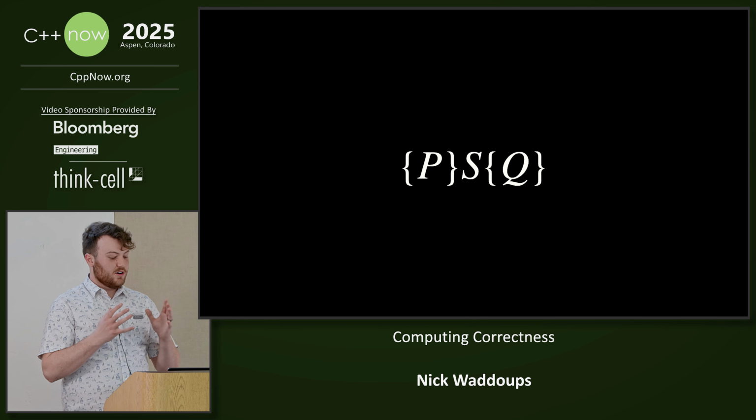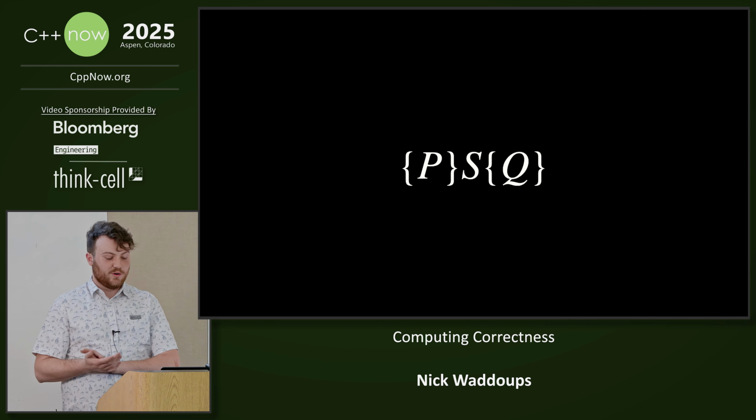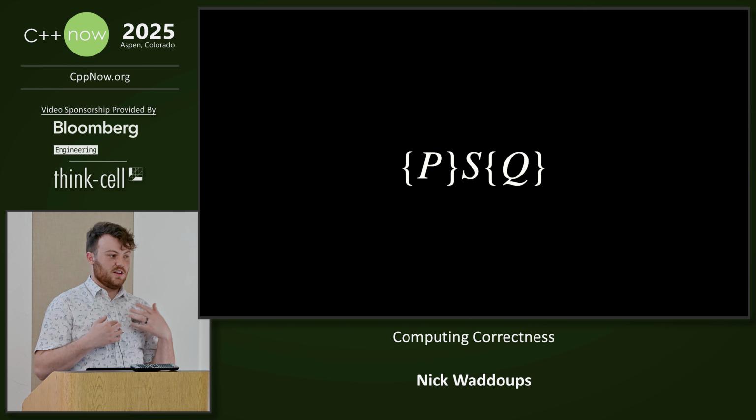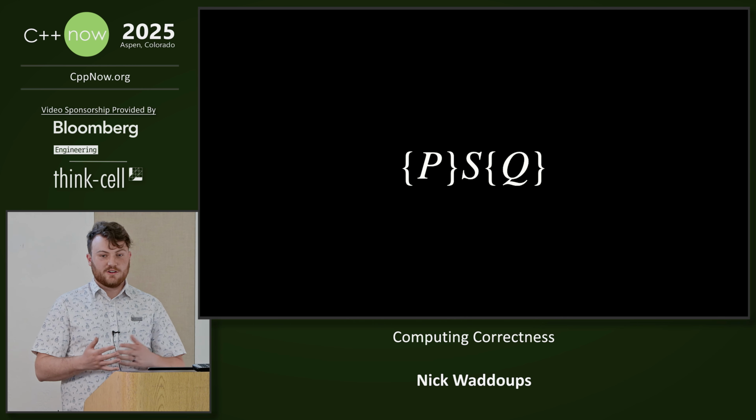So the core thing that happens in deductive reasoning is what we call Hoare logic. This comes from the computer scientist Tony Hoare in 1969. And he wanted to develop a way to reason about sequential programs. I'm guessing some of you have probably seen this before, but it's pretty similar to contracts, for example.